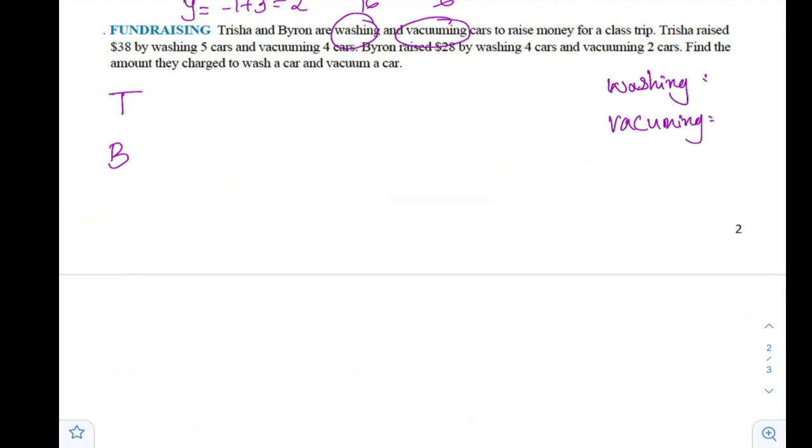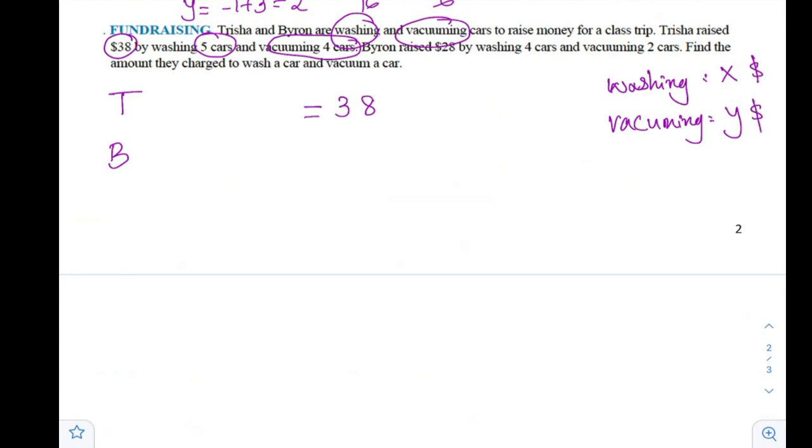To raise money for a class trip, Risha raised $38. So the total amount raised by Risha is $38, by washing 5 cars and vacuuming 4 cars. We don't know the price of washing or the vacuuming. So we will assume that she is charging X for washing cars and Y for vacuuming cars. The price is X dollars for washing each car and Y dollars for vacuuming.